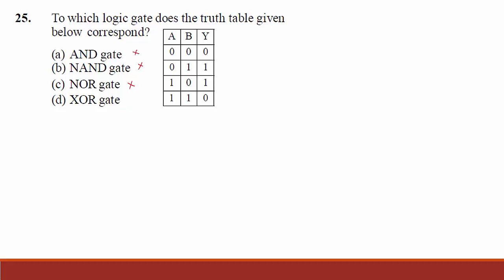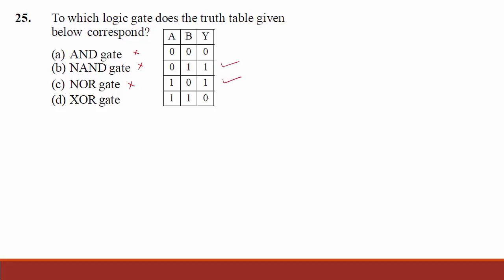Obviously, only one option remains. So this should be the correct option. We can check the truth table according to XOR gate. XOR gate means if any one of the inputs is high, then output is high. Concentrate on the truth table. We can apply XOR gate conditions here. According to XOR gate, if any one of the inputs is high, then output is high. Come to the second and third condition in the truth table. If any one of the inputs is high, then output is high.